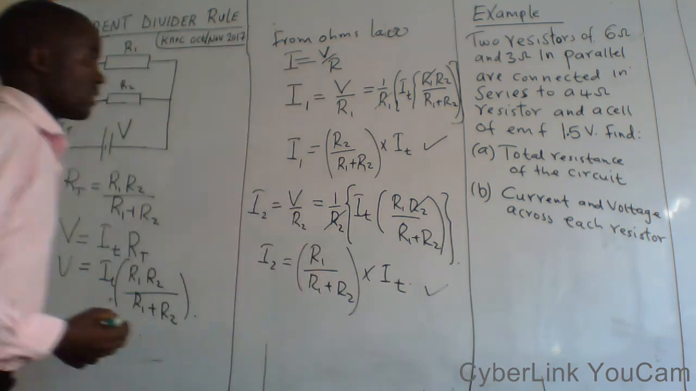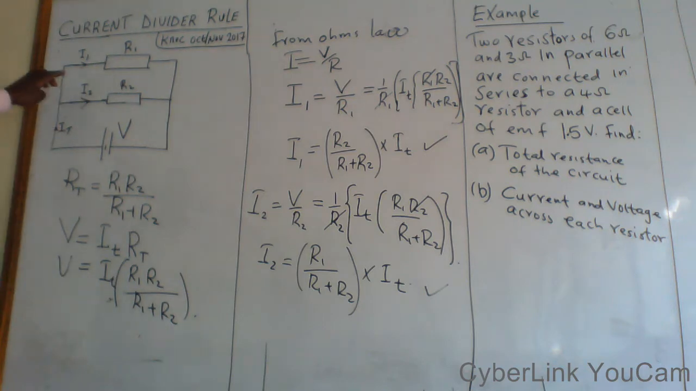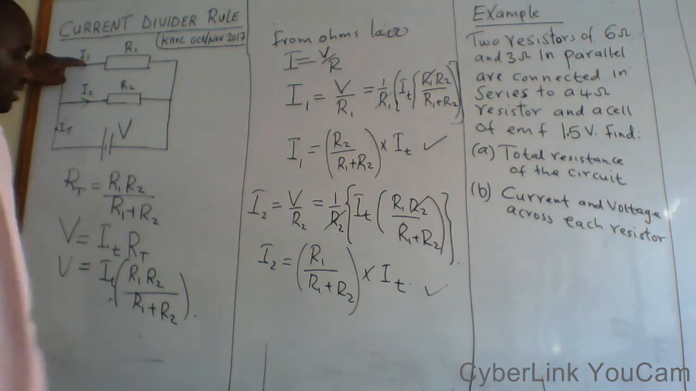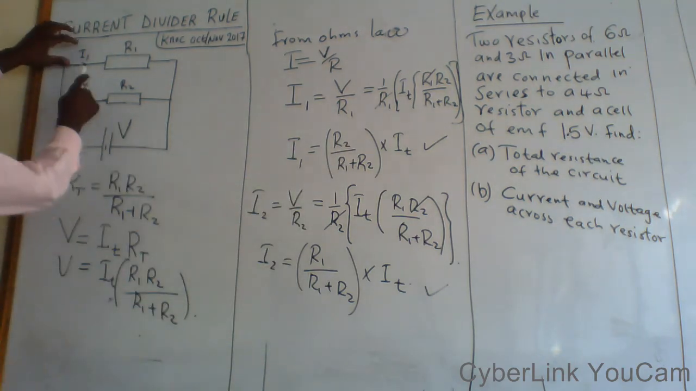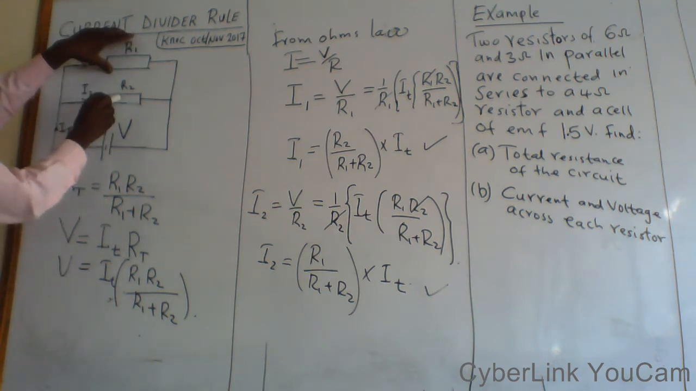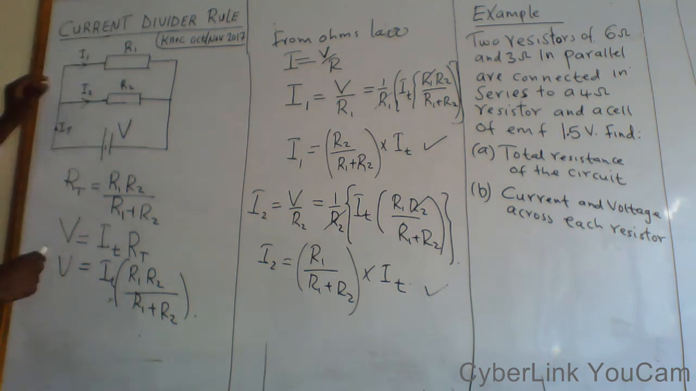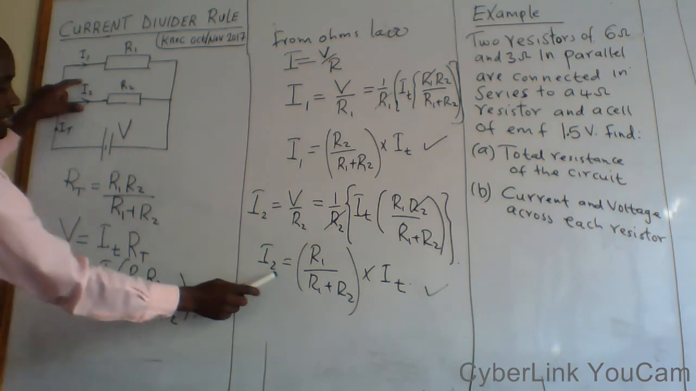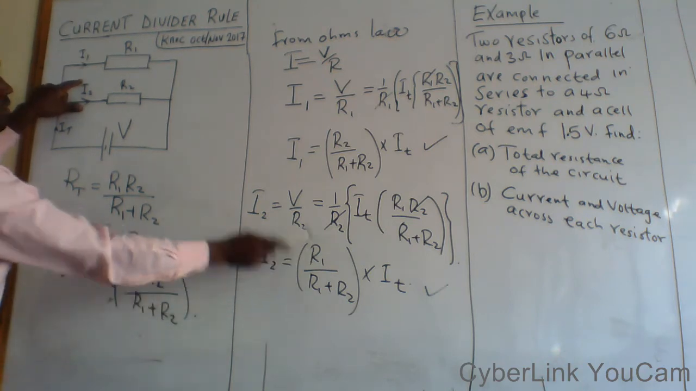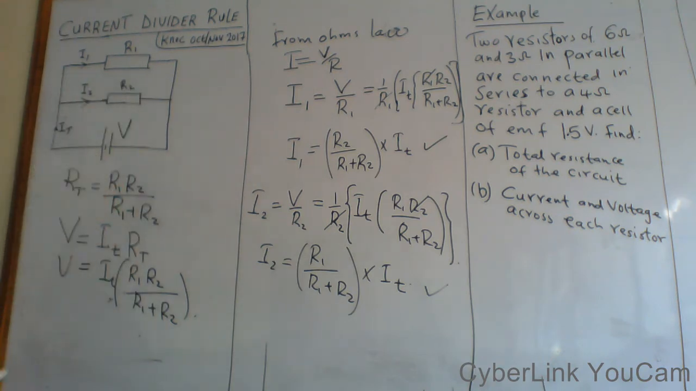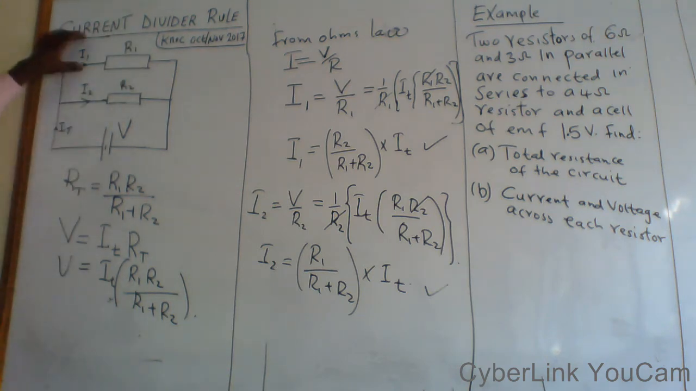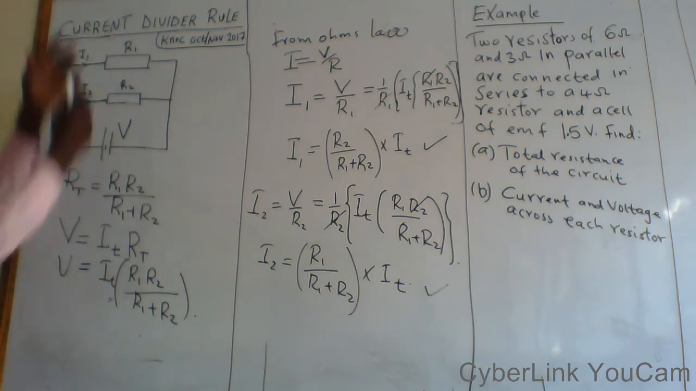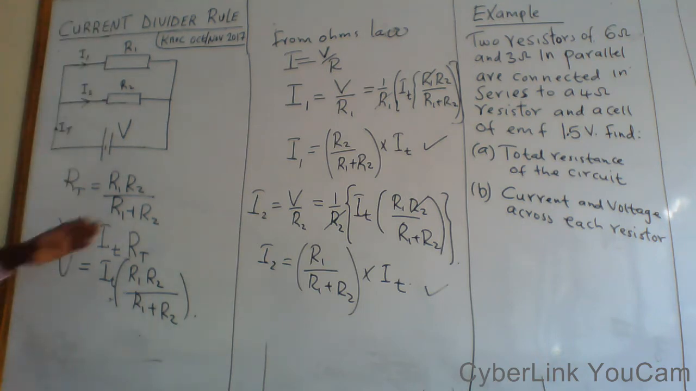So it is very clear. If you analyze this situation, if you want to get I1, we use R2 over the total fraction. So if you want to get the current flowing in the first branch, you use the resistance of the second branch. If you want to get the current in the second branch, I2, you'll use the resistor in the first branch. So it is alternate. If you want to get the current here, you use this resistance over the total. But if you want to get the current here, you use this second resistor over the total resistance. So that is what is called the current divider rule.